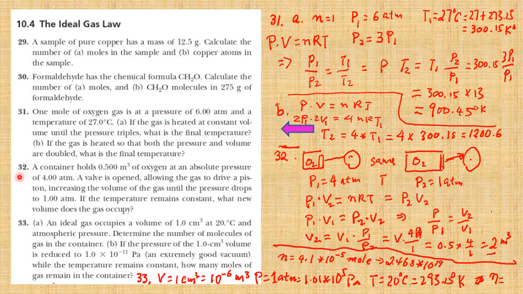Number 32. And again, a container holds 0.5 cubic meter of oxygen, okay, at absolute pressure of 4 atmospheres. Absolute pressure. It has to be absolute pressure. And a valve is opened and allows the gas to drive a piston.